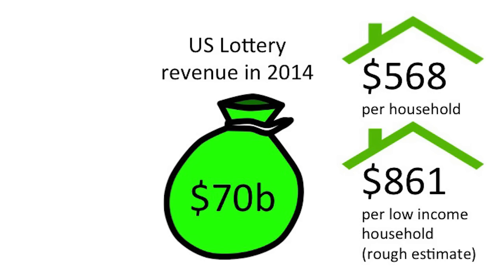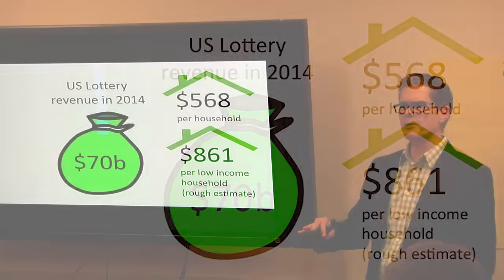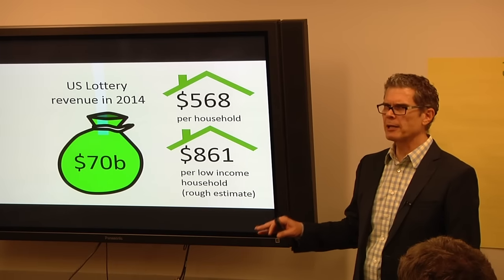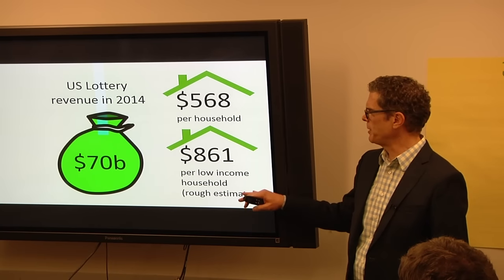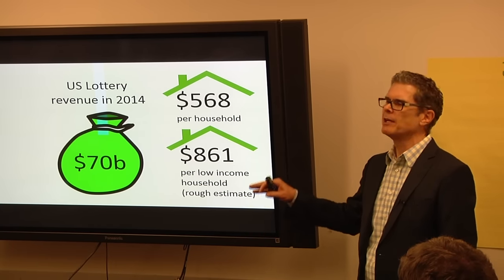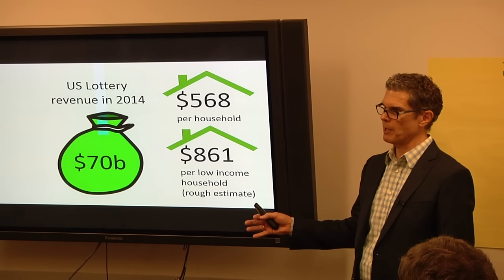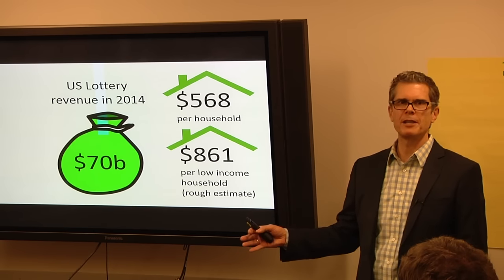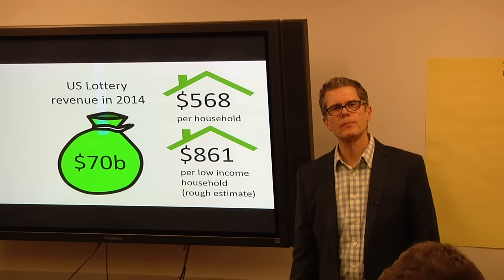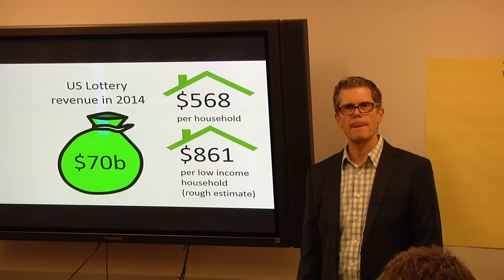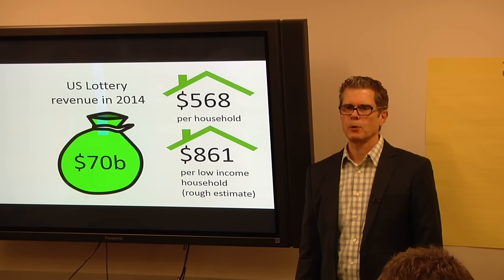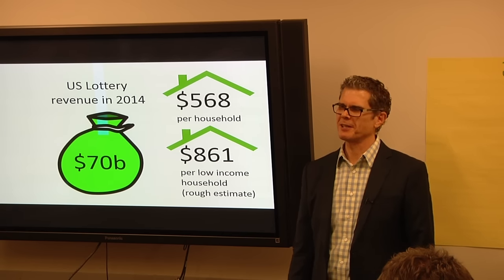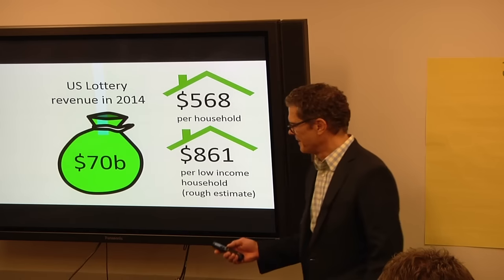And I did a little back of the napkin calculation to figure out how much that was per low income household, because low income households are more likely to play the state lottery. So the number is higher, something like $800 to $900 per low income household. Now, do you think that's because the state lotteries market themselves as financial planning for the poor? We can talk about that, and that's very interesting.